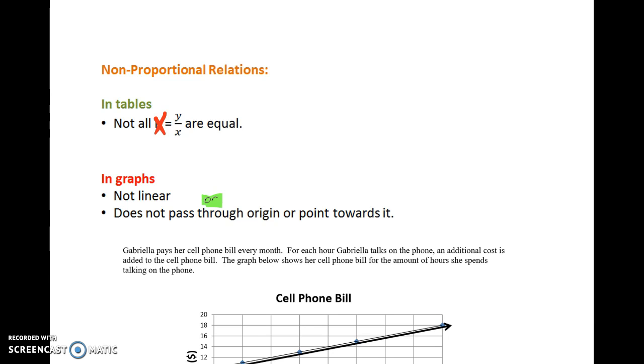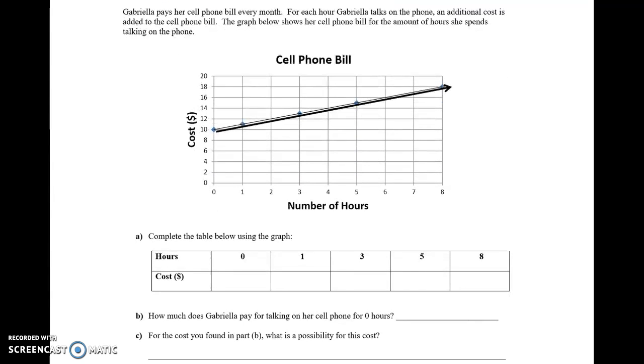All right, so the first question we're going to look at is ratios and proportions, worksheet number 9, the homework question. Gabriella pays her cell phone bill every month. For each hour Gabriella talks on the phone, an additional cost is added to the cell phone bill. The graph below shows her cell phone bill for the amount of hours she spends talking on the phone.